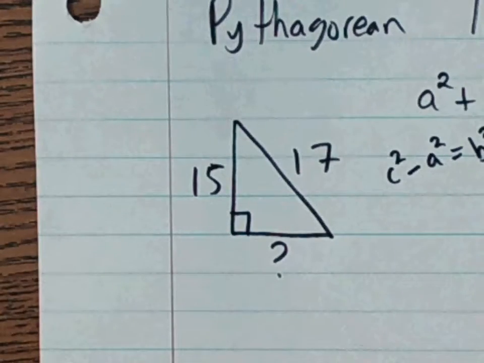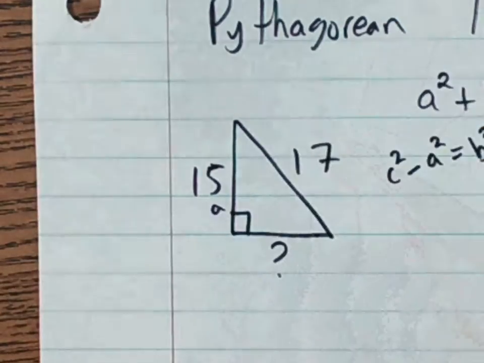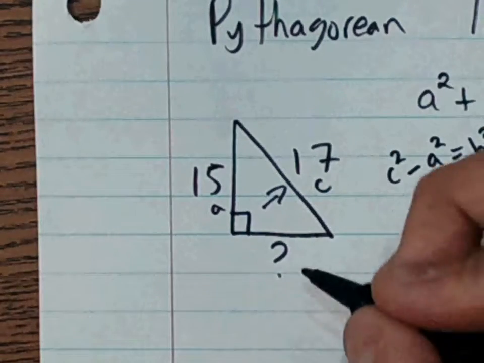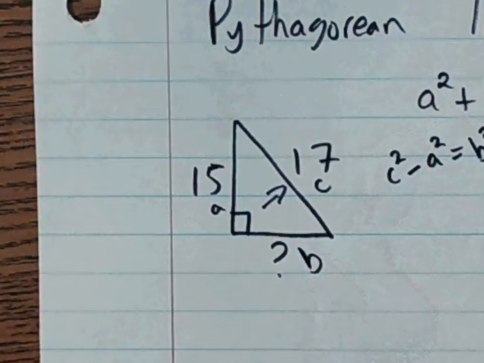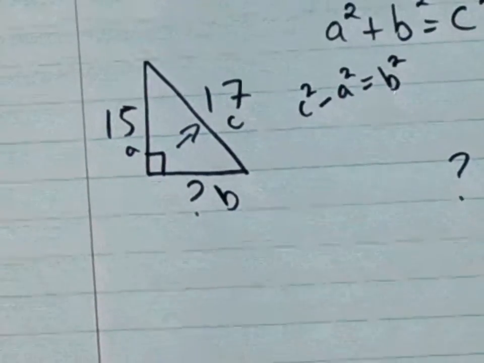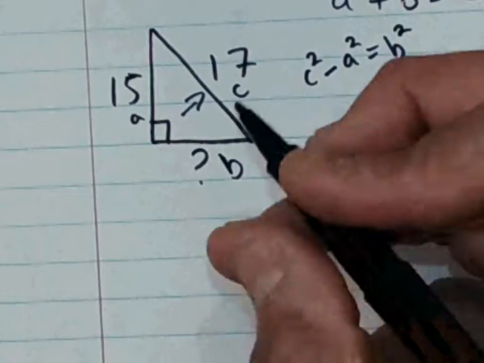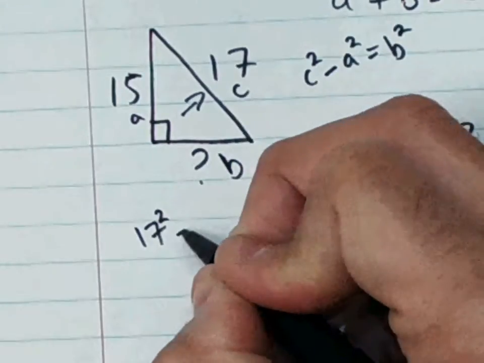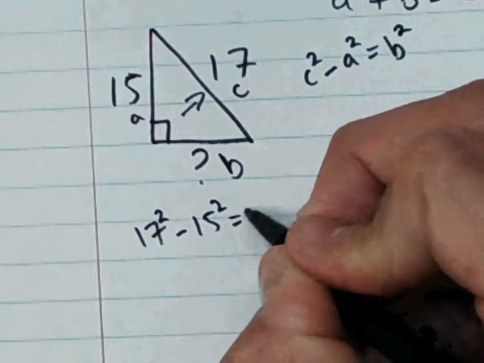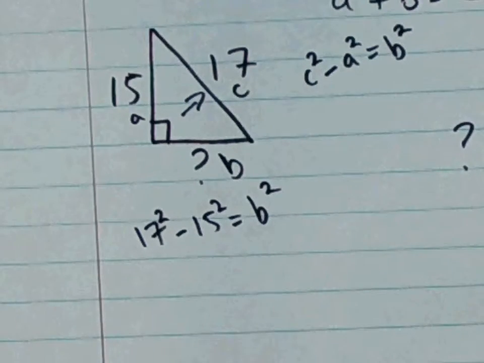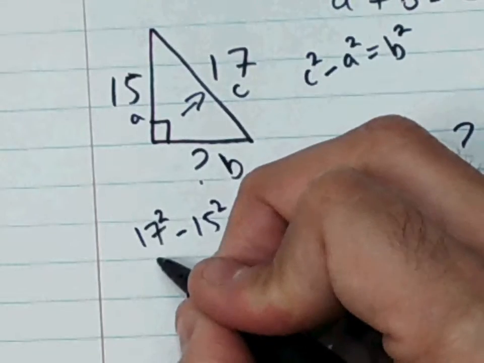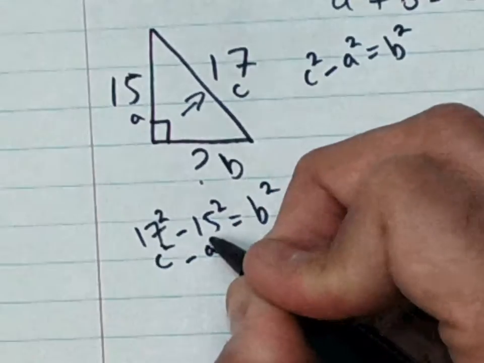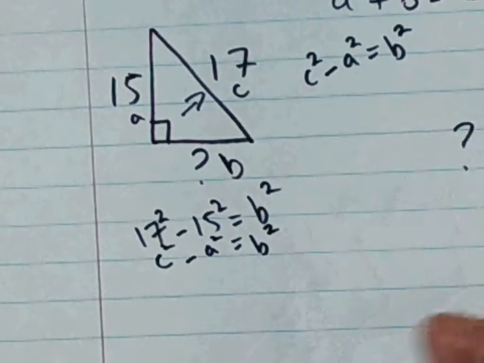Okay, and I'm going to go ahead and label my sides. C is always opposite of the right angle, and then B will be this unknown measurement. Now I'm going to enter them into my formula. So that's going to be 17 squared minus 15 squared equals B squared. It's very important that you put your C squared minus A squared equals B squared.